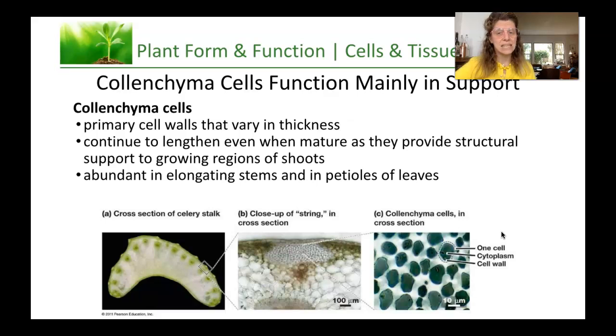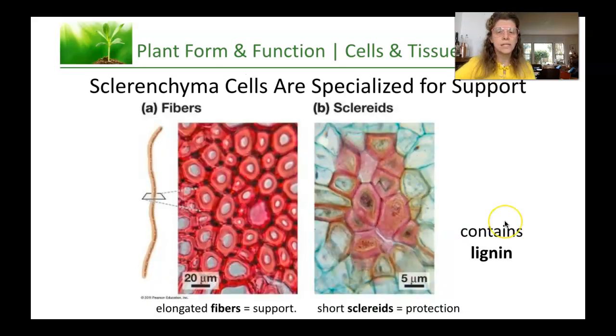They vary in thickness. They continue to lengthen even when they're mature, so they provide structural support, and they're abundant in elongating stems and in the petiole of leaves. Sclerenchyma cells are specialized for support. You'll hear the term fibers and sclerids associated with them.